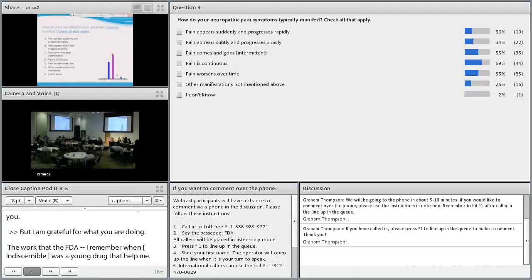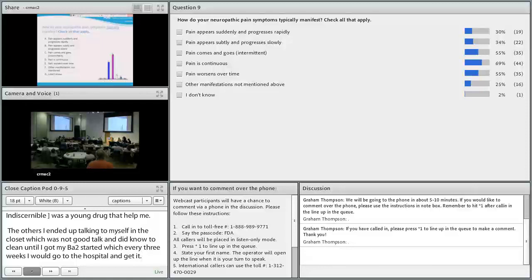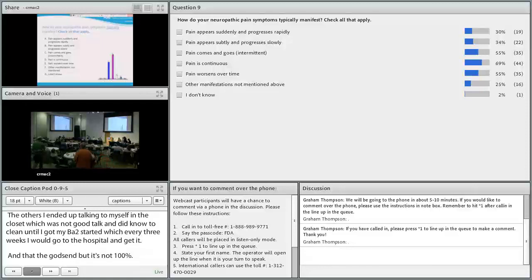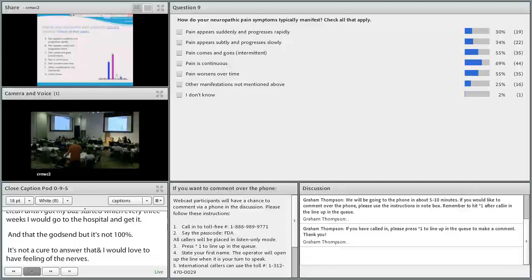But nortriptyline, until I got my IVIG started, which I get every 3 weeks, go to the hospital, get it. And that's a godsend, but it's not 100%. It's not a cure. And to answer that, doctor, I would love to have healing of the nerves. Don't know whether that's realistic because I'm 77 now, but would love to have the healing.